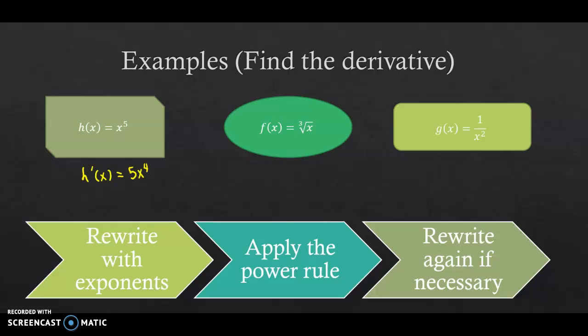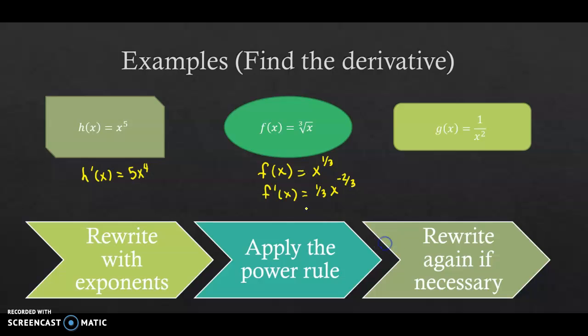So the first one, h prime equals 5x to the fourth. If you got that, thumbs up, nice job. The second one you're going to want to rewrite. Before you start taking a derivative, you'd want to rewrite that as x to the 1/3 power, because that's how fractional exponents work. And then you could take a derivative. You get 1/3 x to the negative 2/3.